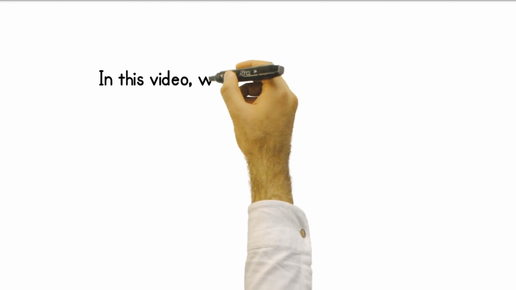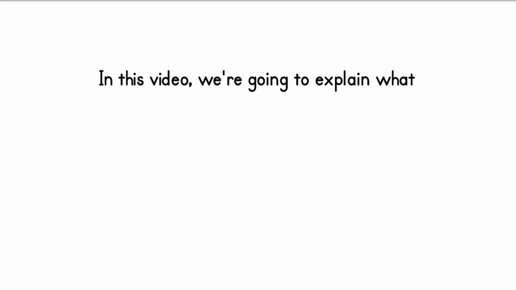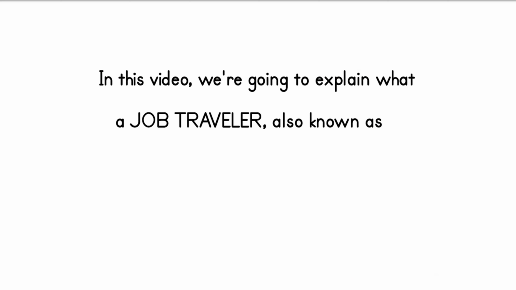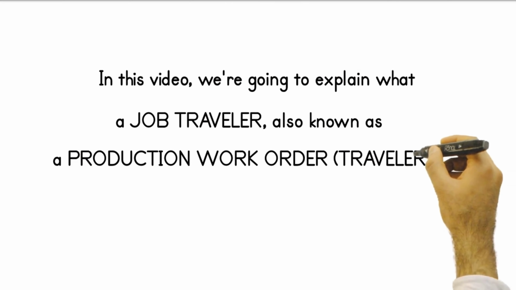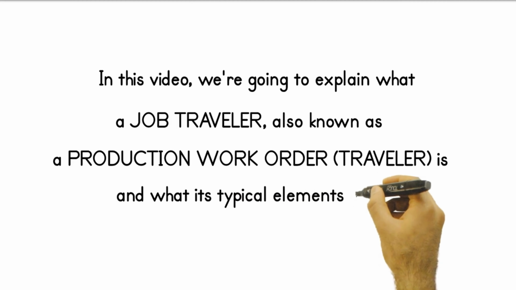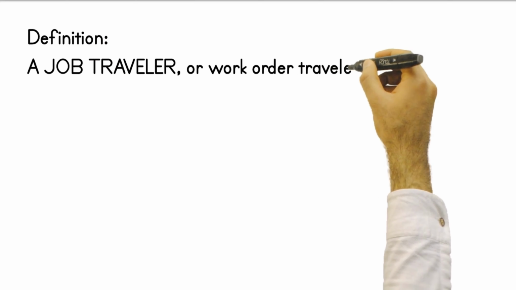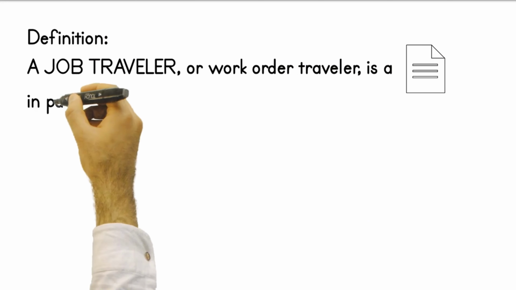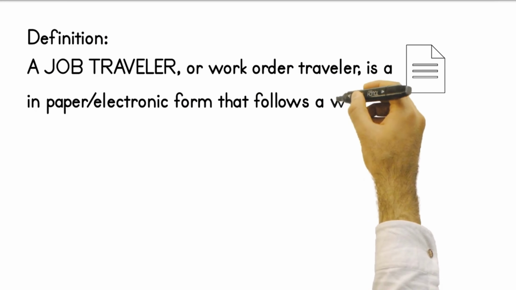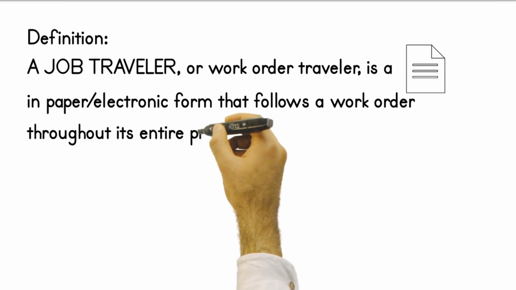In this video, we're going to explain what a job traveler, also known as a production work order traveler, is and what its typical elements are. A job traveler, or work order traveler, is a document in paper or electronic form that follows a work order throughout its entire production lifecycle.